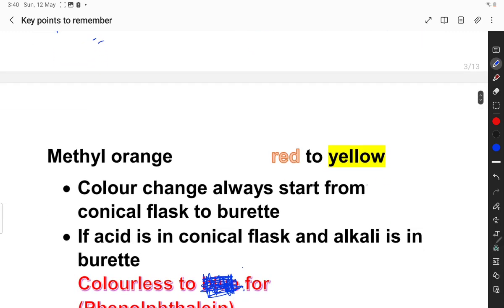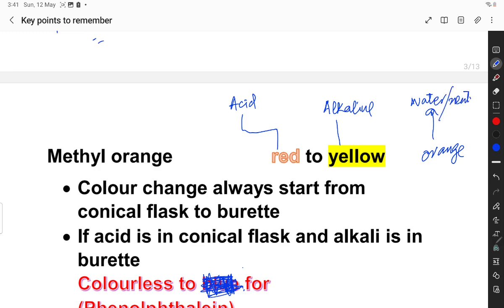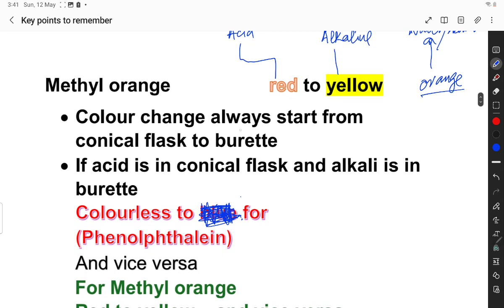The second is methyl orange, red to yellow. Red in acid, yellow in alkaline solution, and orange in water or neutral solution. So methyl orange color changes always start from the conical flask and go toward the burette.